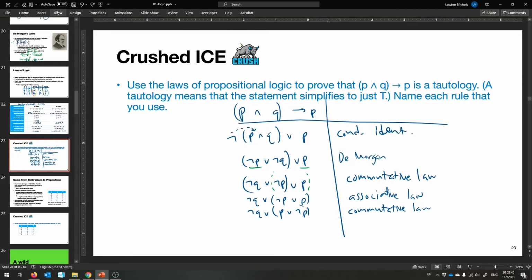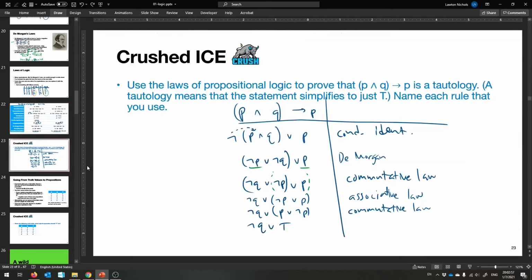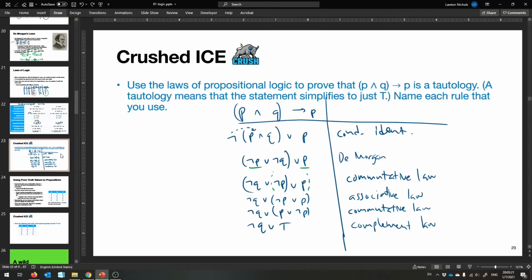We need to now make this true. So it becomes not Q or true because of which law? This one right here, the complement law. We've got P and the complement of P, so one of those is always going to be true. So we're going to make it true because of the OR. And now anything ORed with true is true. Which law is that? It's the domination law. And we've got it on the right side, so we're cool. True by the domination law.